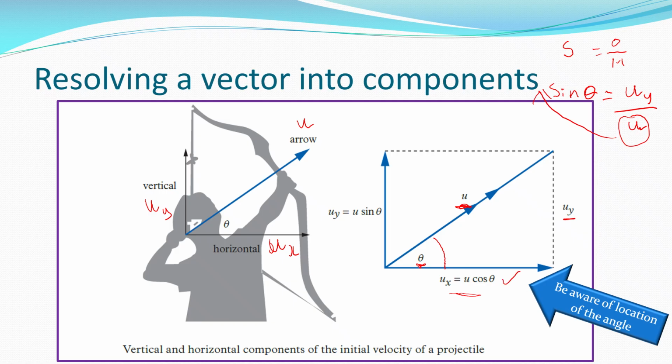And the same for the other component over there, sine versus cos. Be aware of the angle that's located there. Be aware that that angle at the moment is shown as an angle to the ground, for example. Just be aware that I'm not using the other angle in the triangle that could be there.